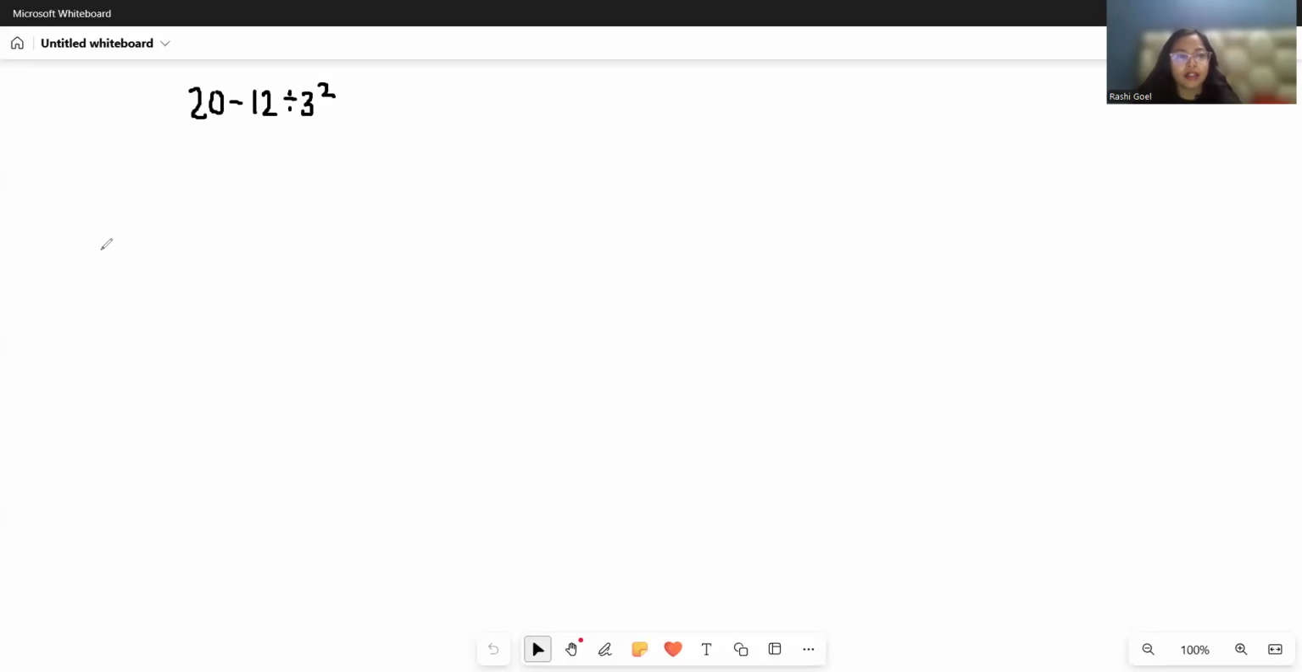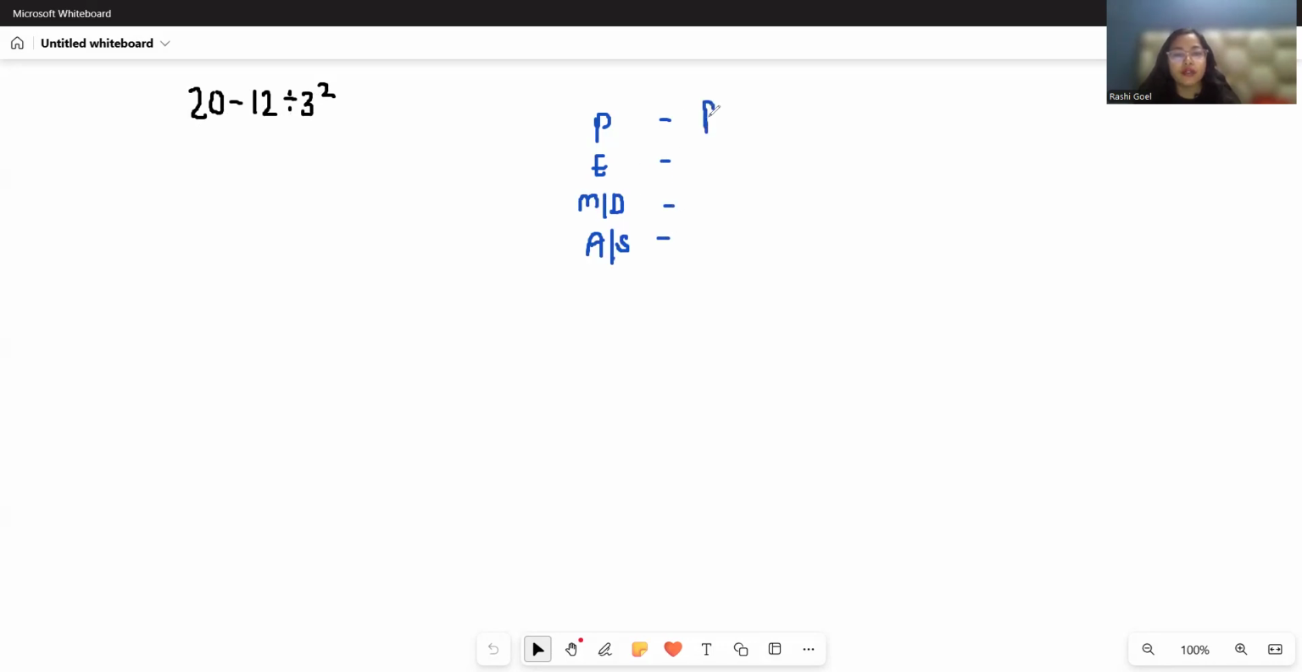Now let's practice this one. 20 minus 12 divided by 3 square. So we have two operations, but it's actually three operations here: subtraction, division and the power. So we are going to use the PEMDAS rule or PEDMAS rule. Comment down below what you call this.